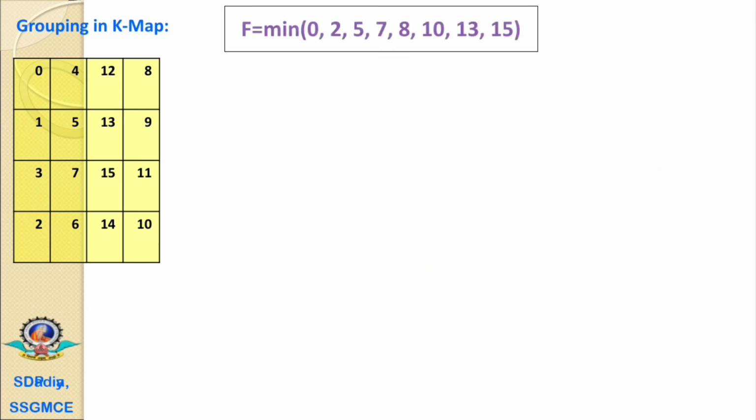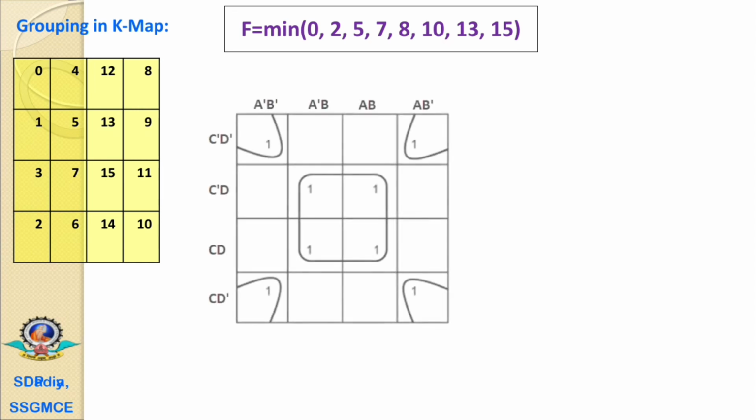The next example is for the function 0, 2, 5, 7, 8, 10, 13, 15. If we design the K-map of the 16 cells and enter the 1 for this particular cell designation: the 0 is the left upper corner, 2 the bottom left corner, 8 the right upper corner and 10 the right bottom corner, and 5, 7, 13 and 15 in the middle. Then this K-map will look like this.